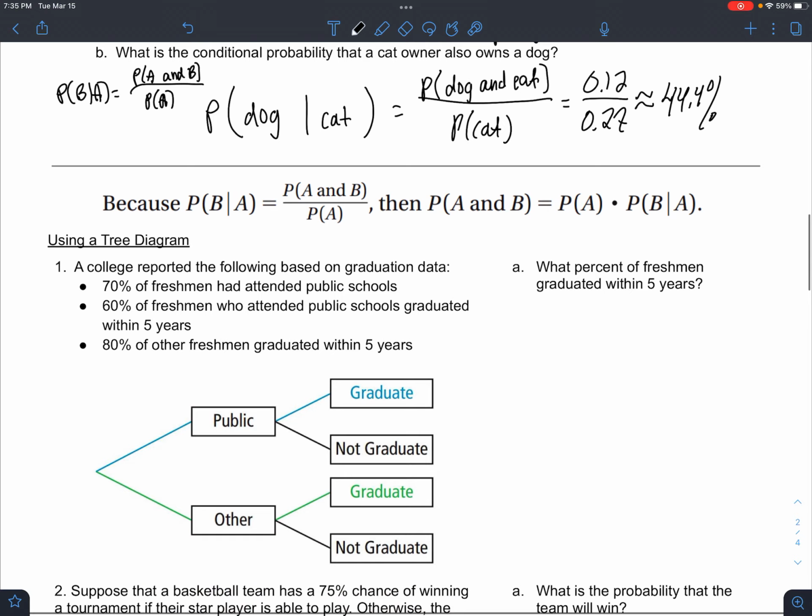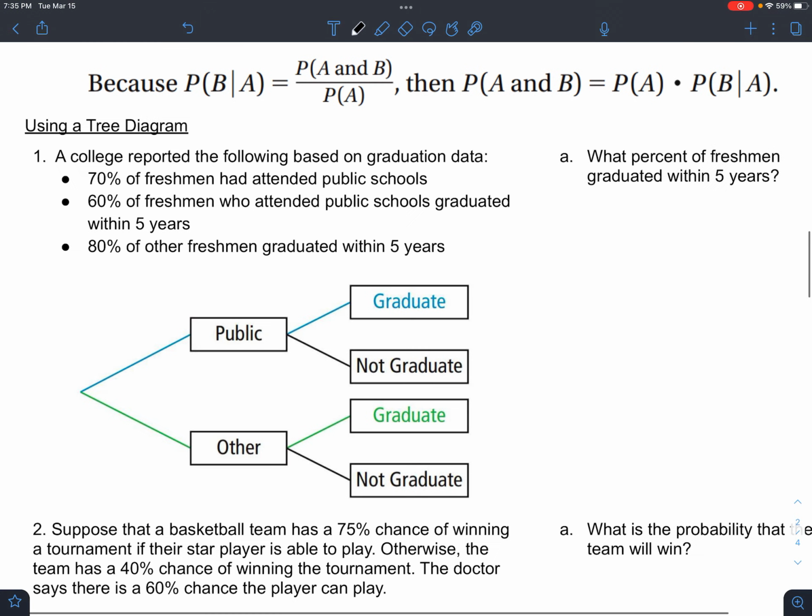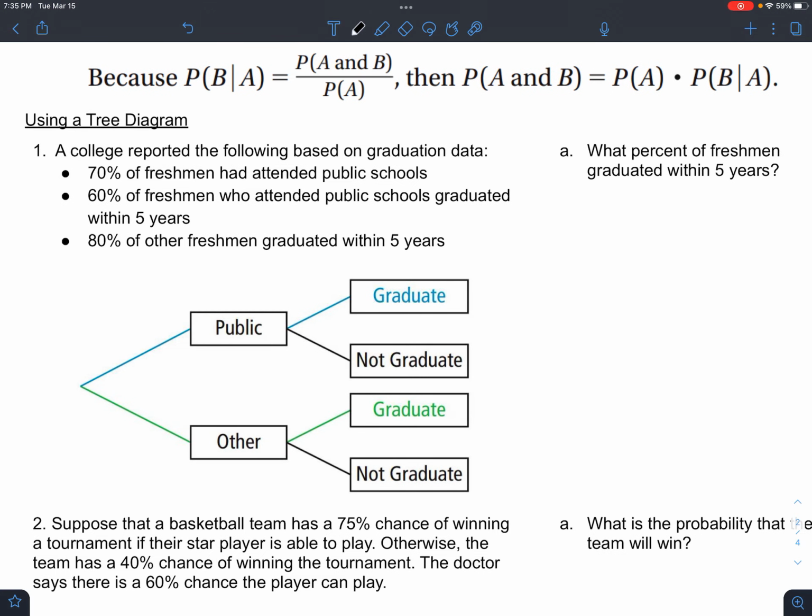Okay, so the second part of this are the tree diagrams. So you've made it through the first part. The formula that we talked about, you can play with it a little bit, multiply both sides by the probability of A, and get this, which turns out to be a really useful formula.